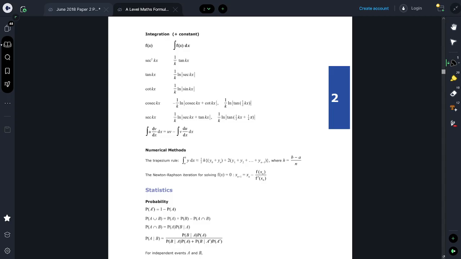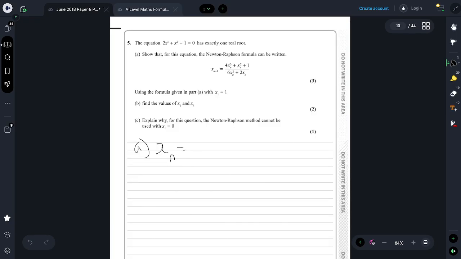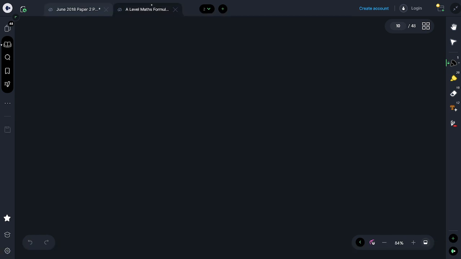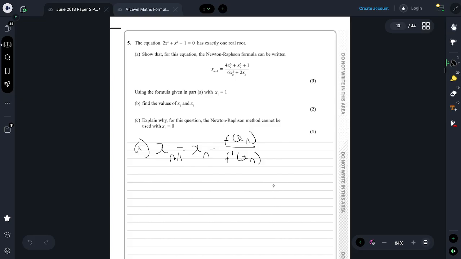So the Newton-Raphson iteration. If you have a function set to 0, this is the process. So x(n+1) is xn minus f of xn over f dash of xn, I believe. It's not the worst thing to remember, but you don't have to remember it. So if you have a brain fog, don't be afraid to look at the formula book. But it's very important you learn what you need to learn, and the stuff that you don't need to learn, the formula book gives you.